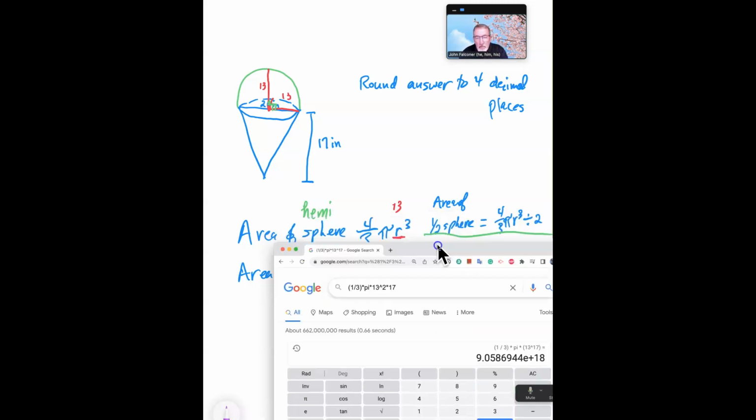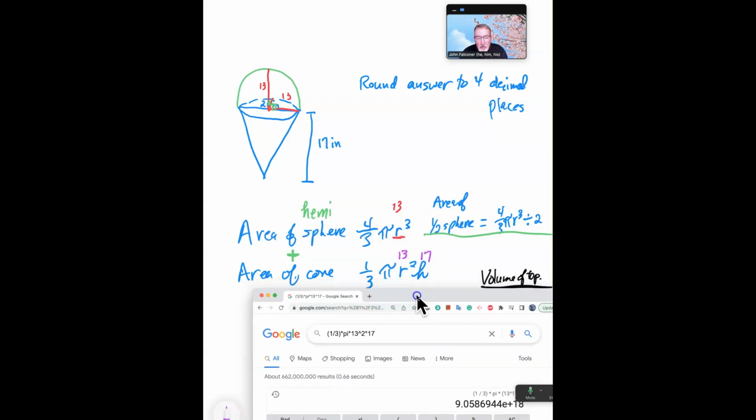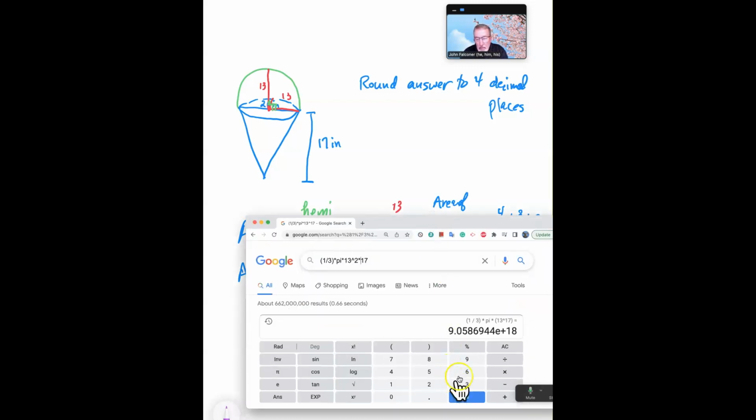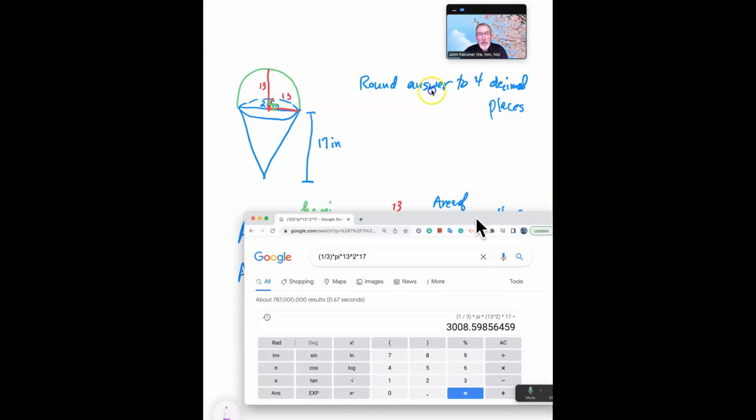1/3, let's bring this down to where we have the formula. 1/3 times pi times 13 to the second power, 13 squared, times 17. Okay, we should get a much more manageable answer this time. Here we go. 3008.59856.